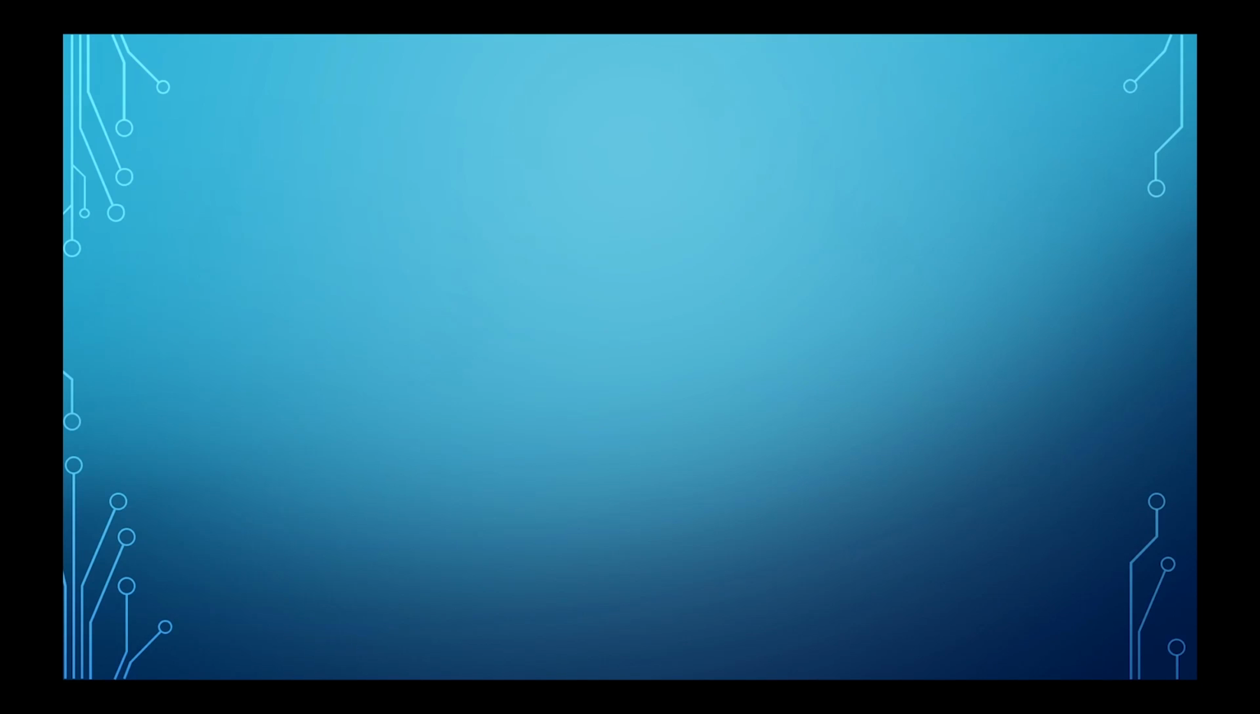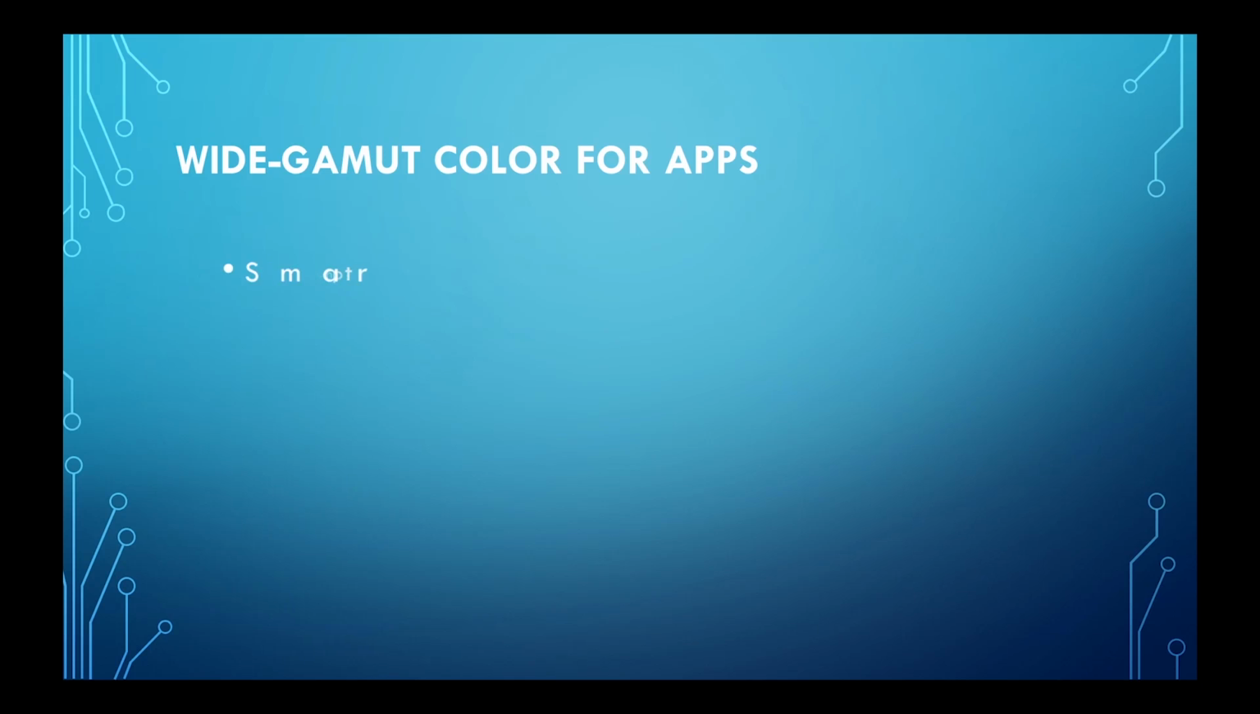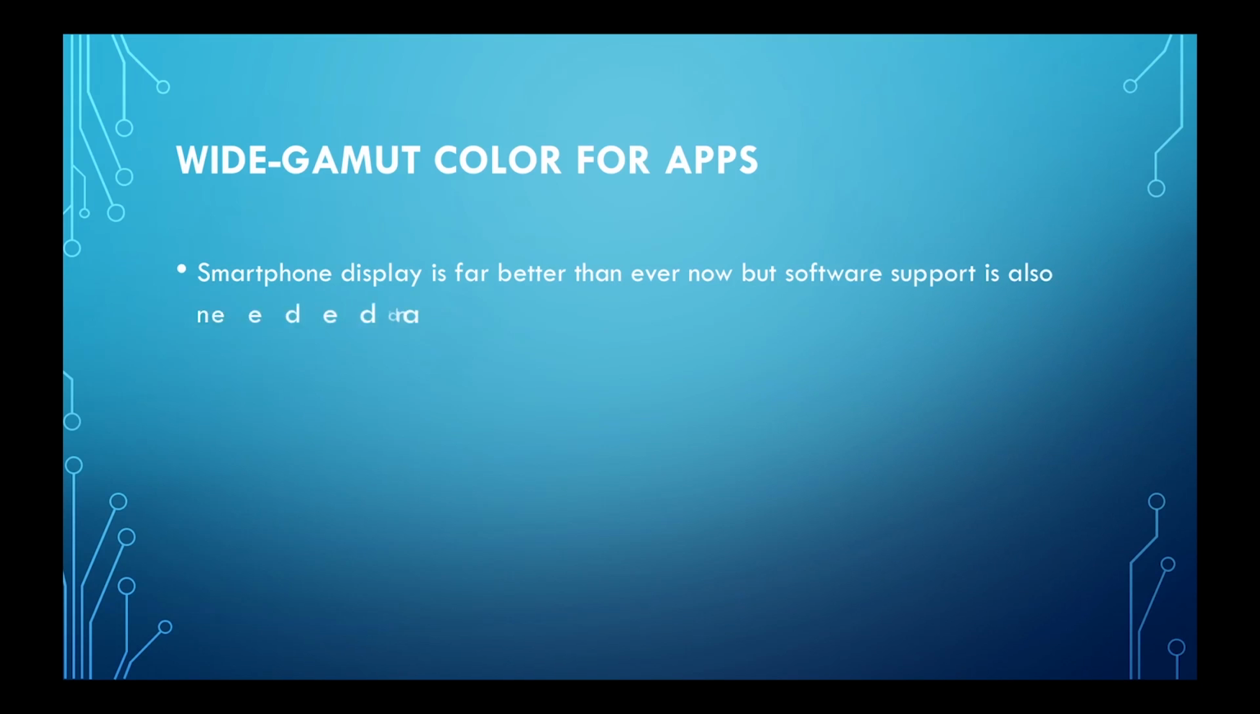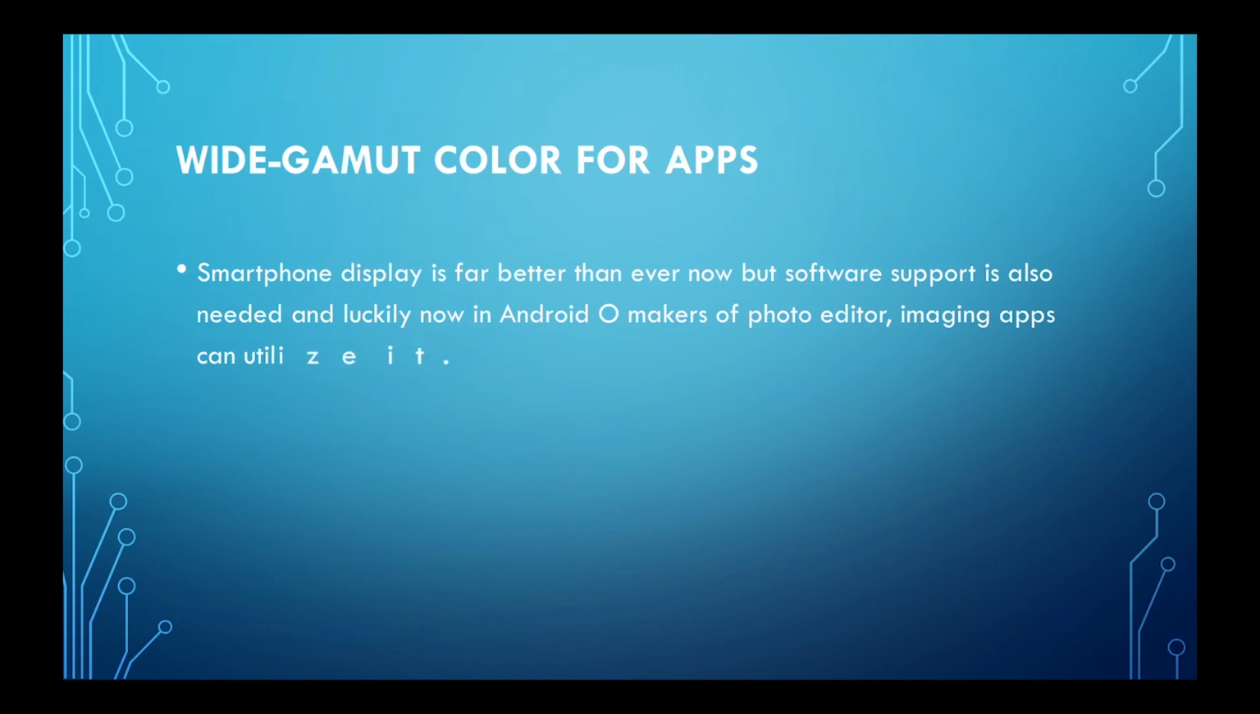Now here comes the next one, wide gamut color for apps. As you know, smartphone displays are far better than ever now. But of course, software support is also needed. And luckily now in Android O, makers of photo editor and imaging apps can utilize this feature. Supported profiles are listed here.